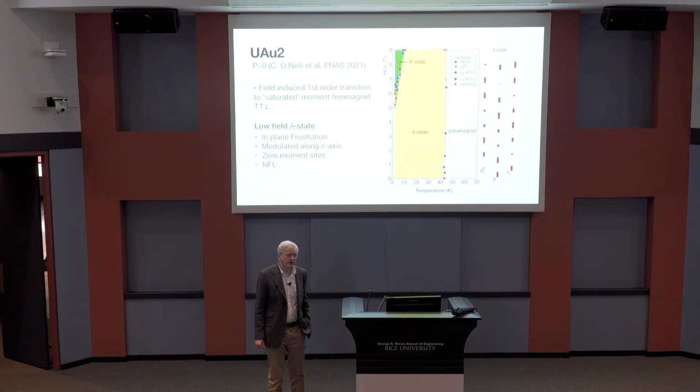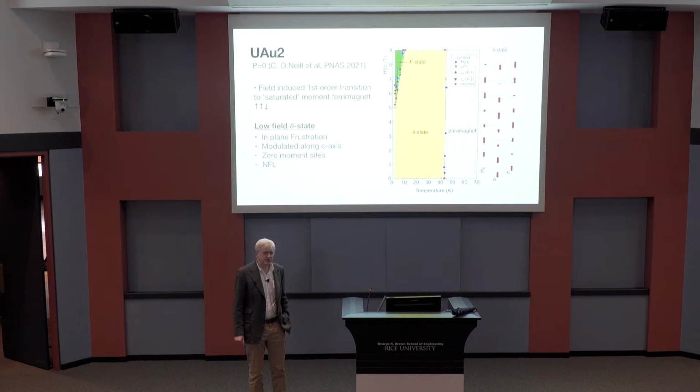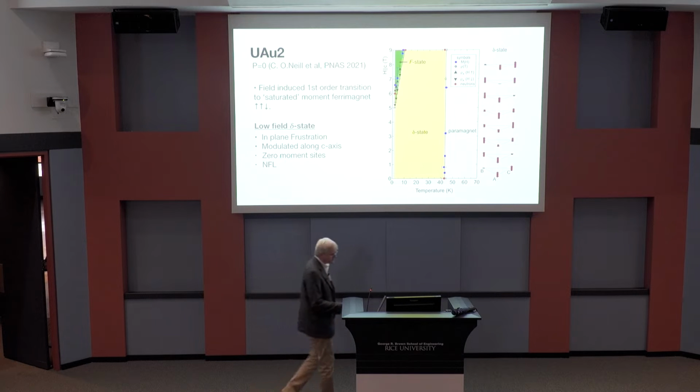part of that phase diagram is covered by what I've called the delta state, where the magnetic structure is modulated along the c-axis. And that structure for the delta state is shown in the right-hand picture over here. What's important there, you can see that there's some element of frustration coming in.